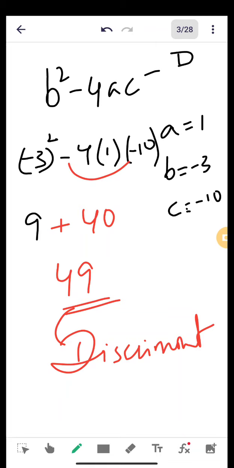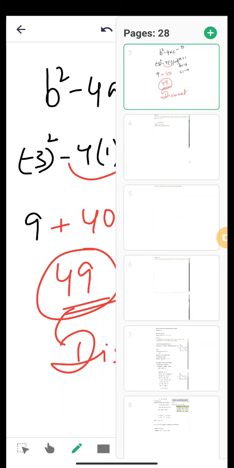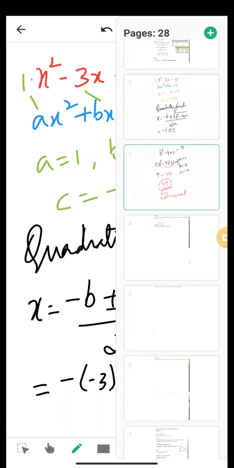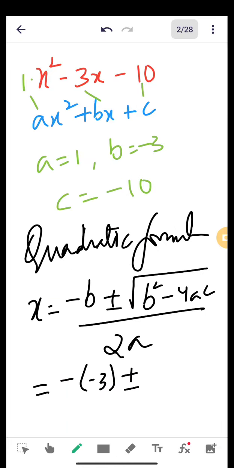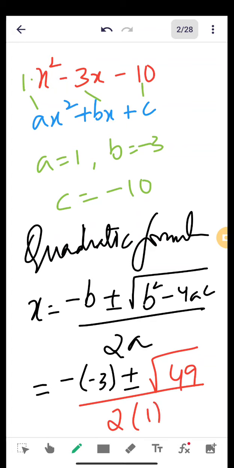So I can put this value in place of b square minus 4ac and proceed with the next part. So here I got root of b square minus 4ac as root 49 by 2a. 2a is 2 into 1. In the beginning it may look quite difficult to you all, but this is the simplest method of finding factors by using the quadratic formula. Once you understand the method, you can factorize any quadratic equation.